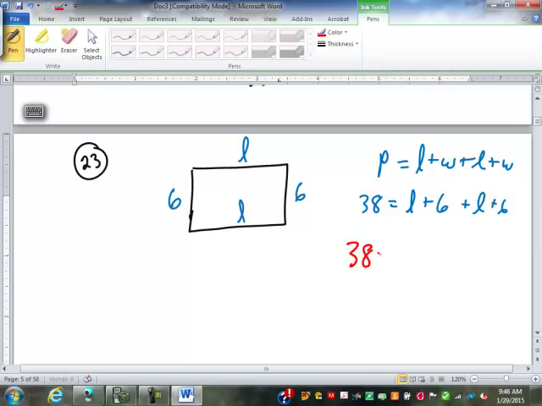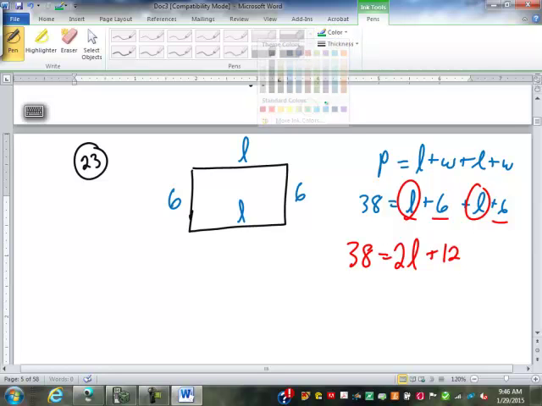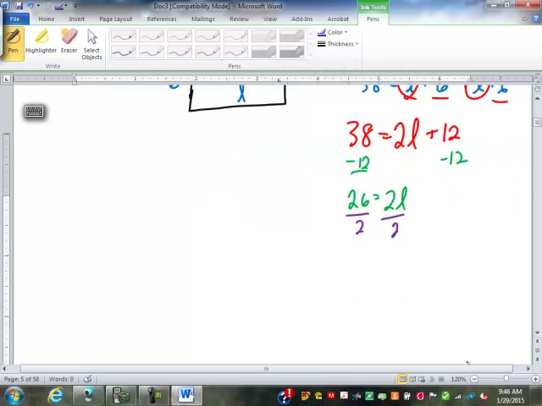So the 38 doesn't change. We have L and L makes 2L. 1L and 1L add together to make 2L, if you want to think of it that way. 6 and 6 make 12. And now we solve that equation to get the length. We're going to subtract 12. 26 equals 2L. And we're going to divide by 2. L equals 13.